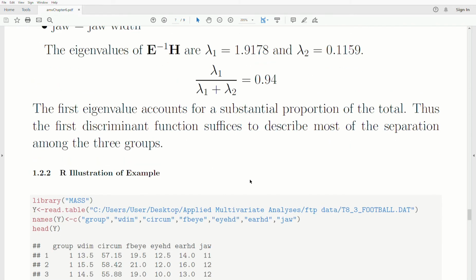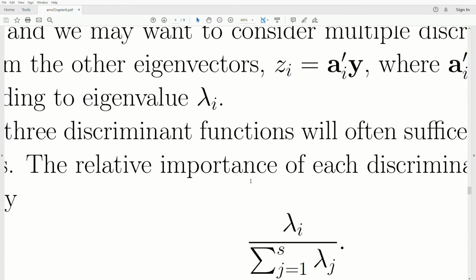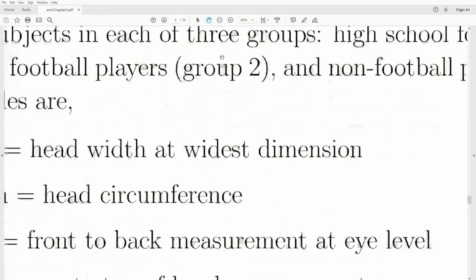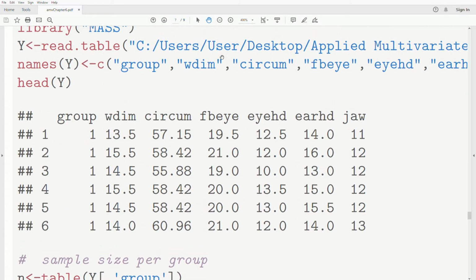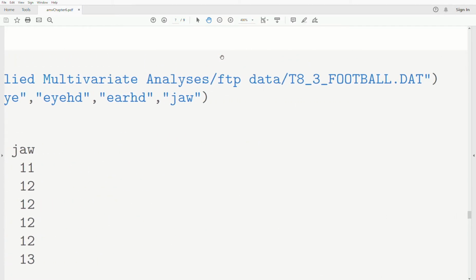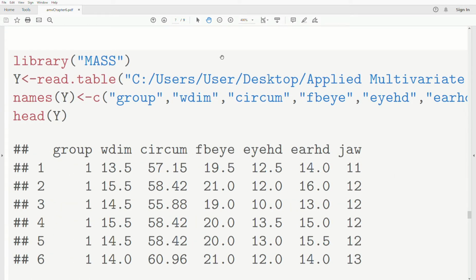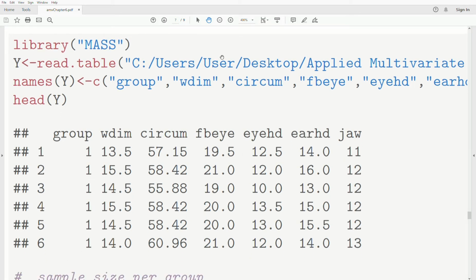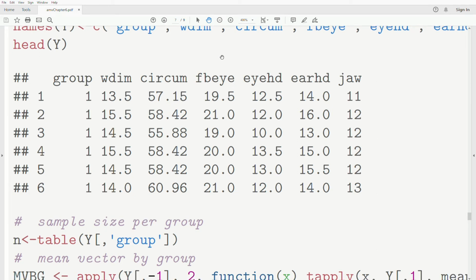So let's look at an R example. We read the data in from an FTP site. It's called T83 Football. And we need the MASS library for the linear discriminant analysis. We print the head of the data and it looks like this. Head just prints the first 6 observations.